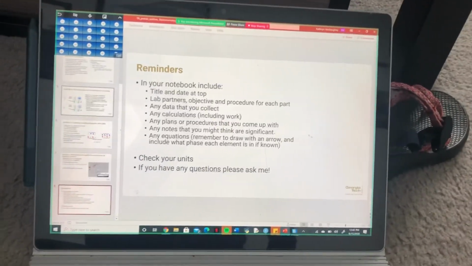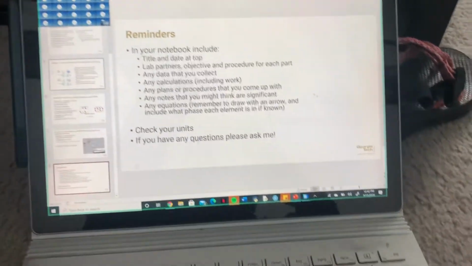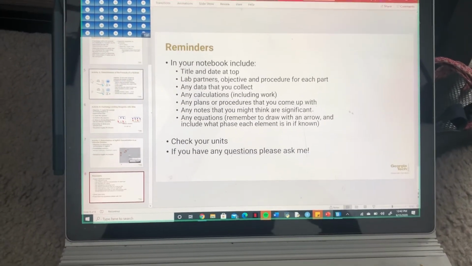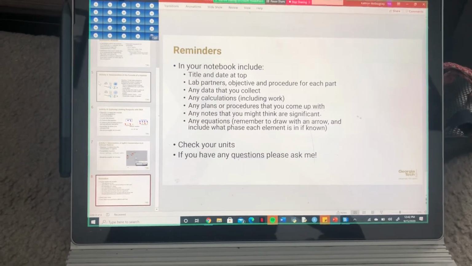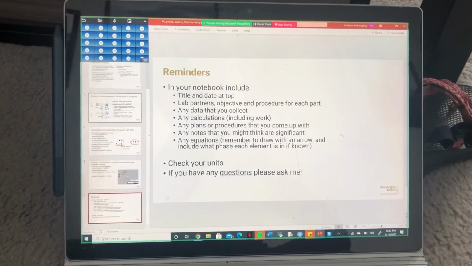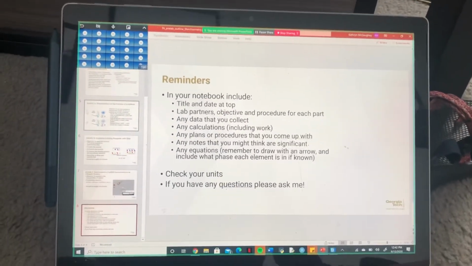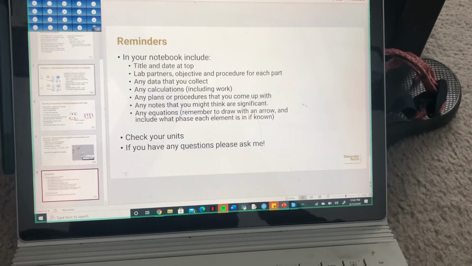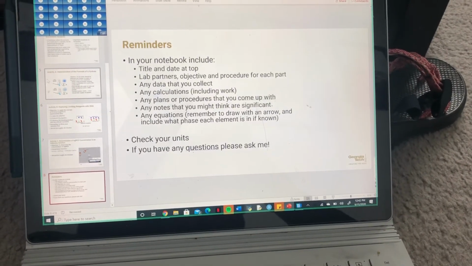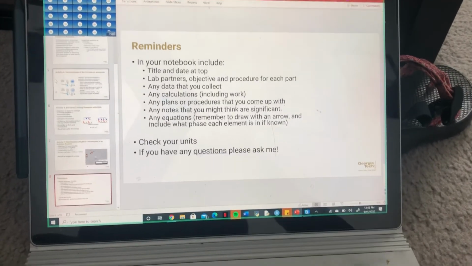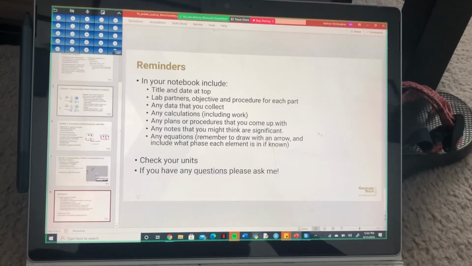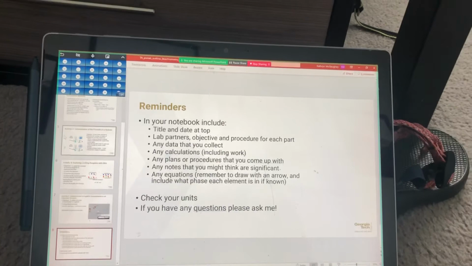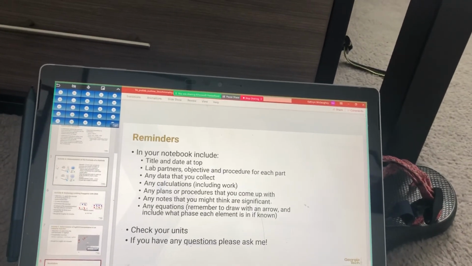And then any equations. Remember, when you're drawing the chemical equations, it's with an arrow, and you have to include the phase of each element, if it's known. And then remember to check your units, and to ask if you have any questions. My goal is to at least one time be able to give everyone 100 on the lab notebook. So just let me know if you're not sure if you need to include it, and I can tell you.